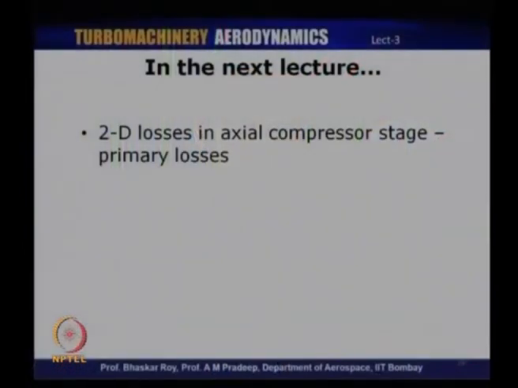In the next class, we are going to continue discussion on cascades and two-dimensional analysis. We will now extend the discussion to losses, the different types of two-dimensional losses that we can associate with a cascade, and how we can estimate some of these two-dimensional losses in a typical axial compressor stage. So, we are going to discuss the losses associated with 2D flow, which is basically a cascade flow, and how we can estimate these losses in an axial compressor. These are some of the topics that we will be discussing in our next lecture.